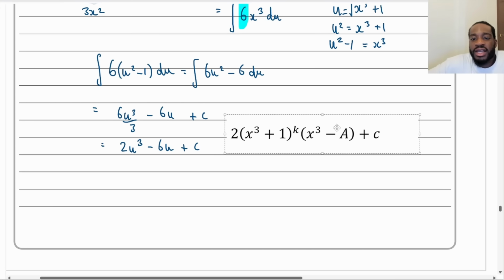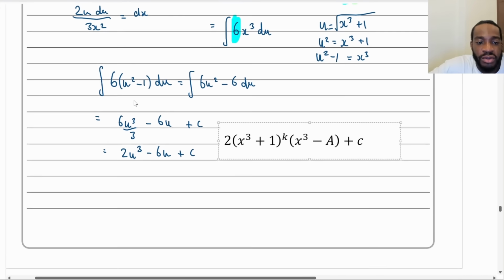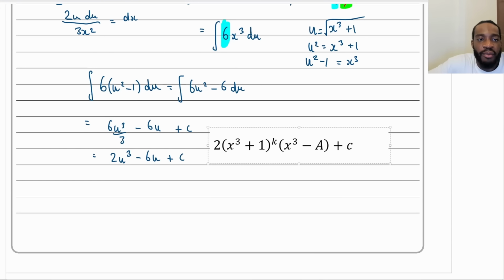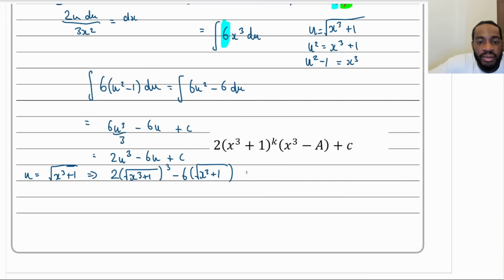So let's get rid of our substitution, I should say, by bringing x back. So remember, u is equal to the square root of x cubed plus 1. So therefore, this becomes 2, and then the square root of x cubed plus 1, all to the power of 3, minus 6, and then the square root of x cubed plus 1, plus c, okay? So we are here.